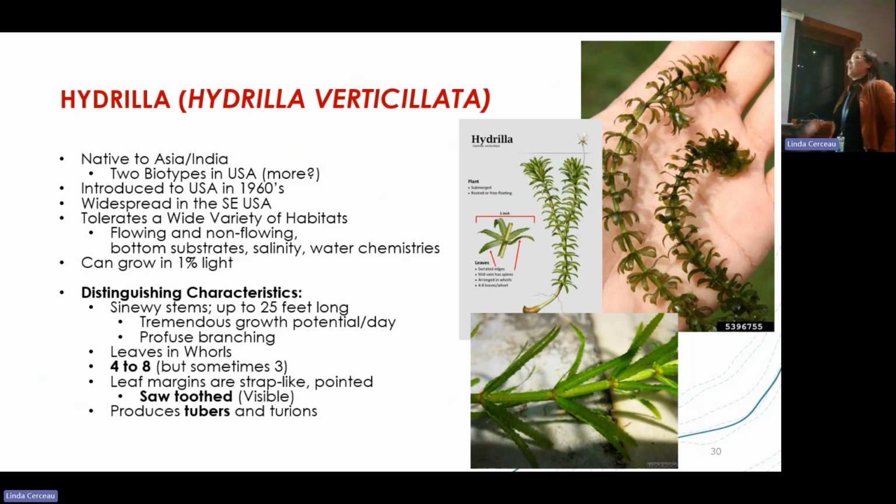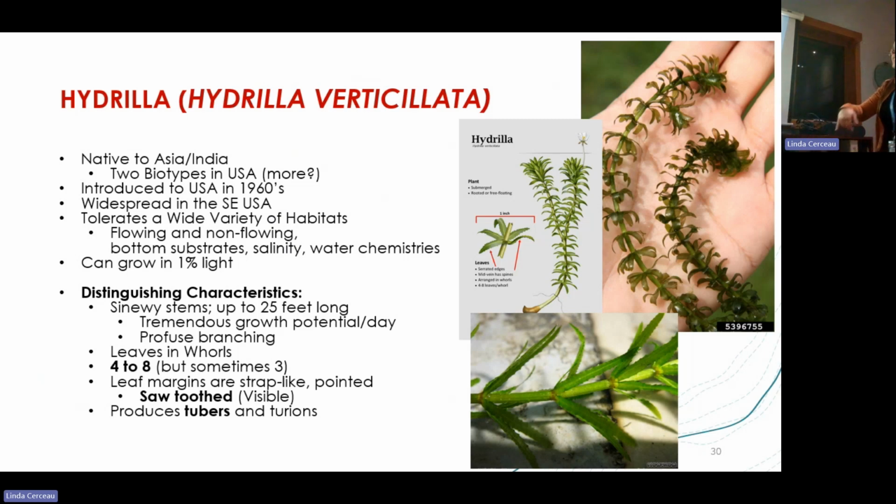What's really interesting about this plant is that it can grow in 1% of light. Imagine putting it in a closet, blocking off all the light, and it'll still grow. This one can grow up to 25 feet long. It typically has leaves in a whorl, typically 4 to 8 leaves, sometimes 3. Generally you're more likely to see 5 leaves in a whorl around the main stem. You can see with the naked eye the serrated edges of the leaves right here.